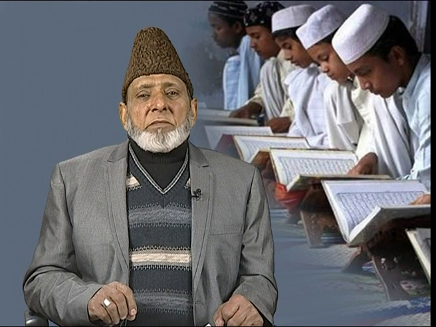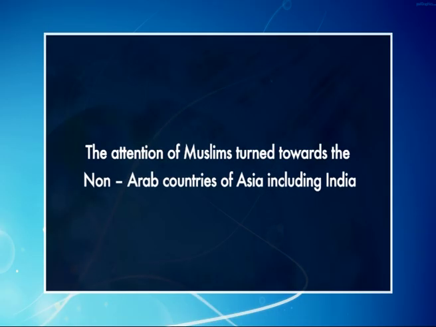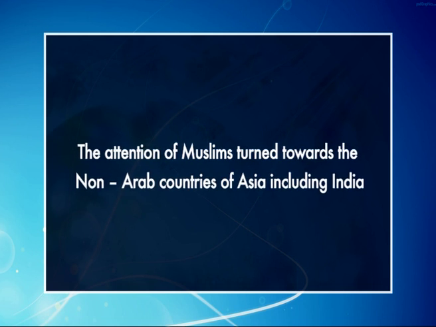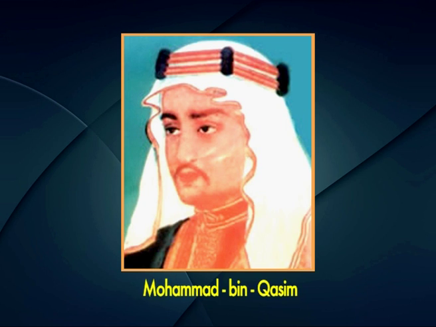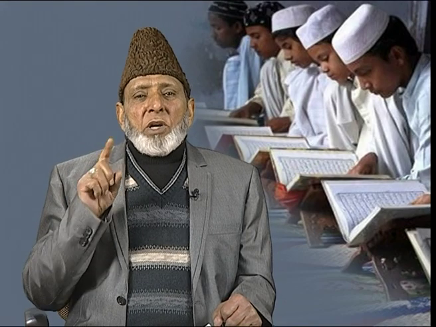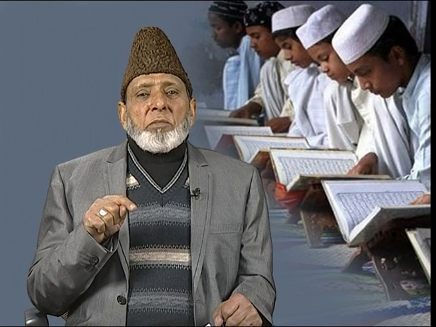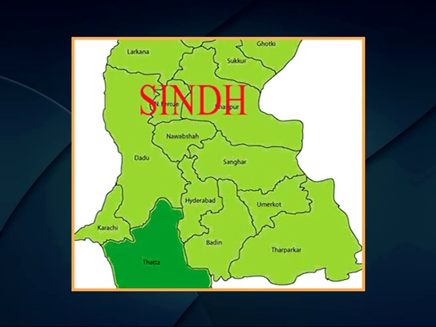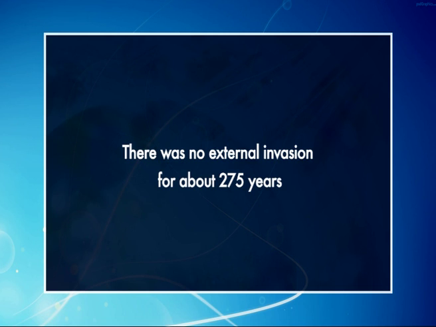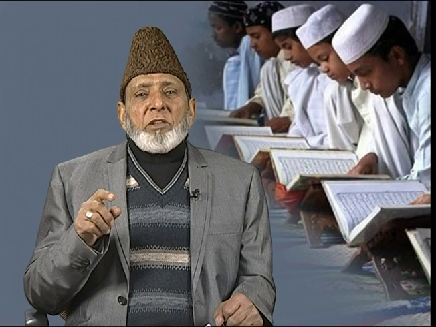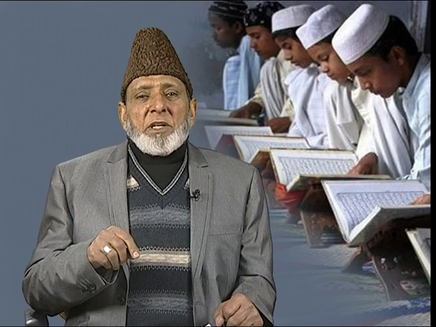With the emergence of Islam and the establishment of the Islamic State in Arabia, the attention of Muslims turned towards the non-Arab countries of Asia, including India. Besides others, a noteworthy person, Muhammad bin Qasim, came over to India with the basic objective of spreading Islam in this country. He and his companions settled here, but could establish their sway only over the province of Sindh. After this, there was no external invasion for about 275 years.